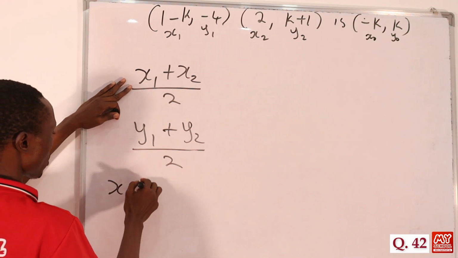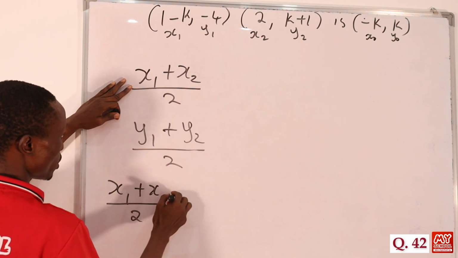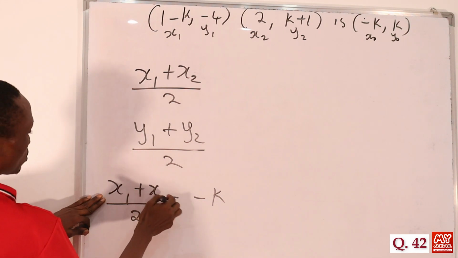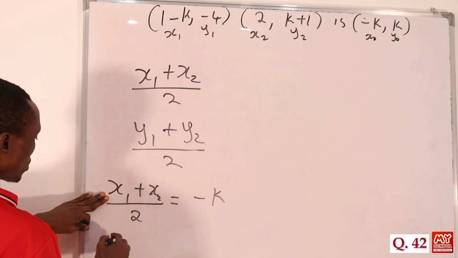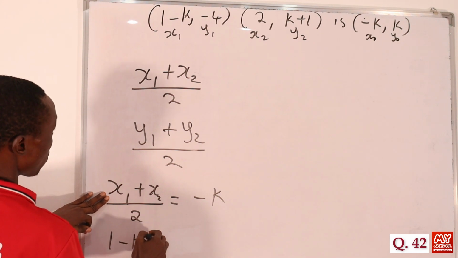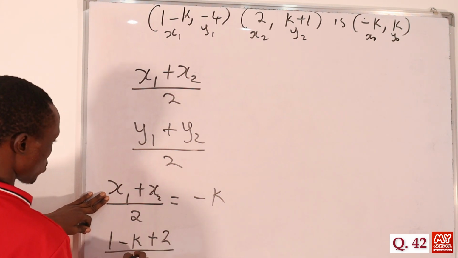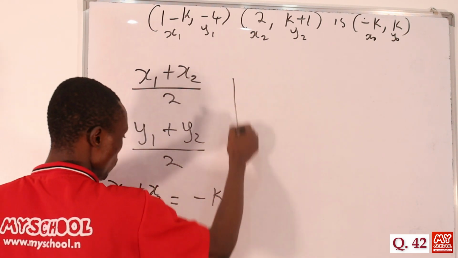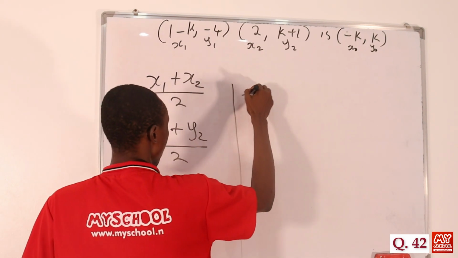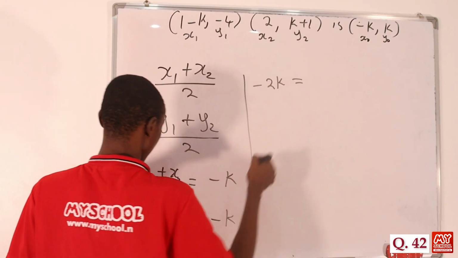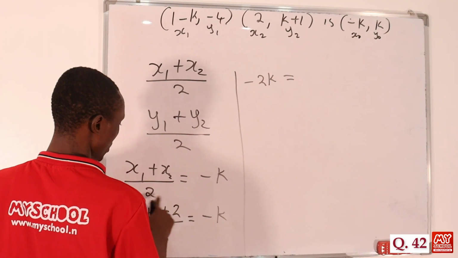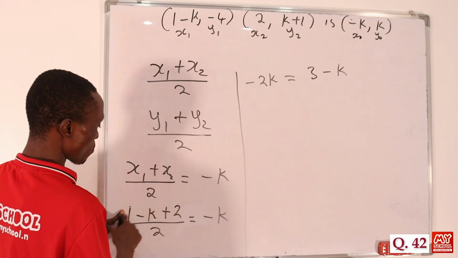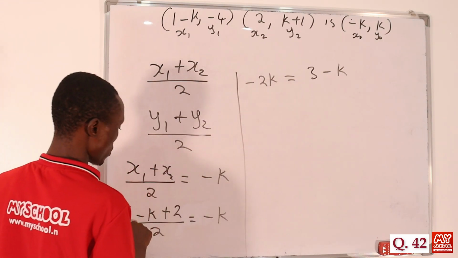So x1 plus x2 all over 2. We are told in this question that it is equals to minus k. So let's substitute for these values now. Our x1 is 1 minus k, then plus 2, over 2, is equals to minus k. So first thing first, let's cross multiply. If we cross multiply, we'll be having minus 2k to be equals to, of course, these two will be added to each other, so we'll be having 3 minus k. This is 1 plus 2, that will be equals to 3. Then our minus k still remains.